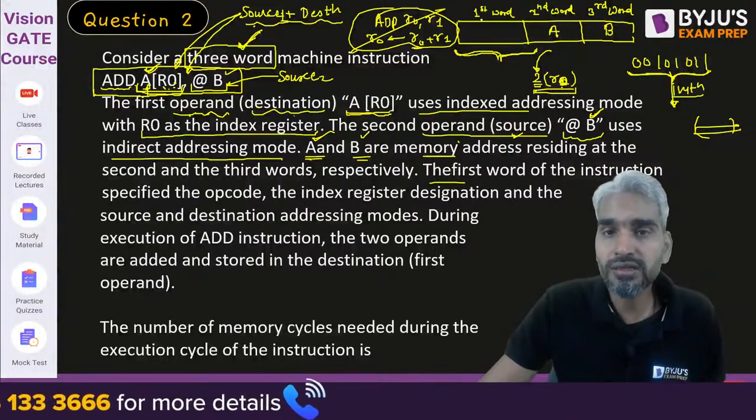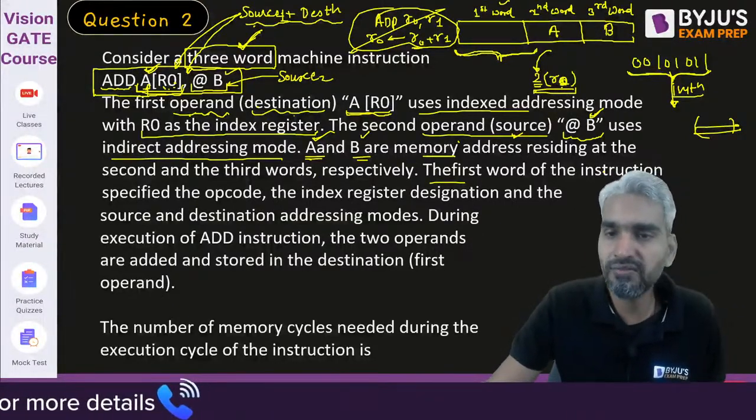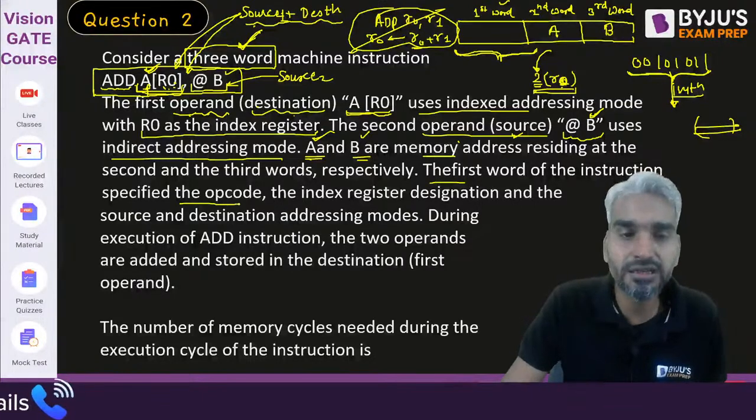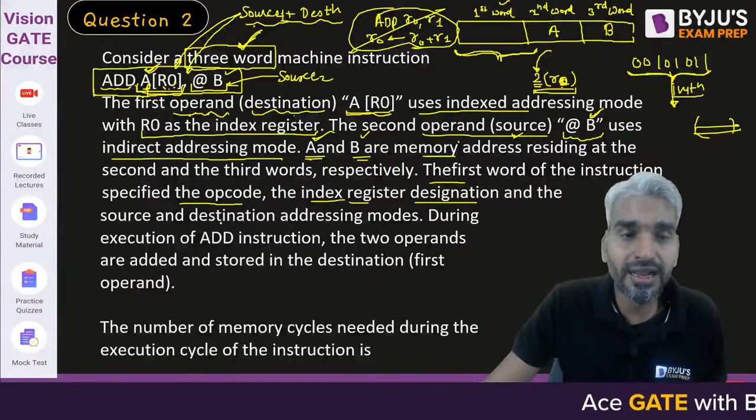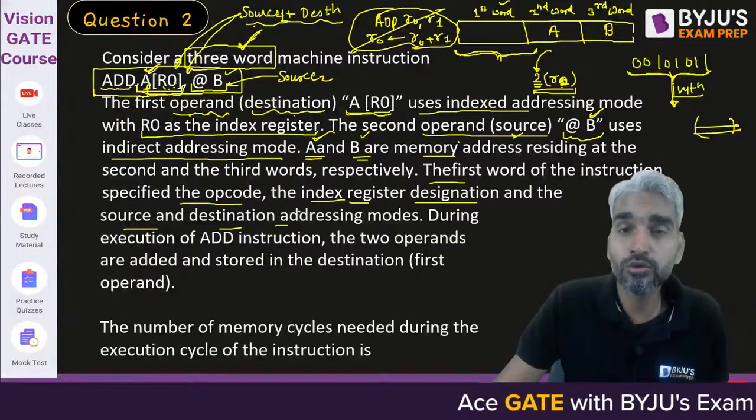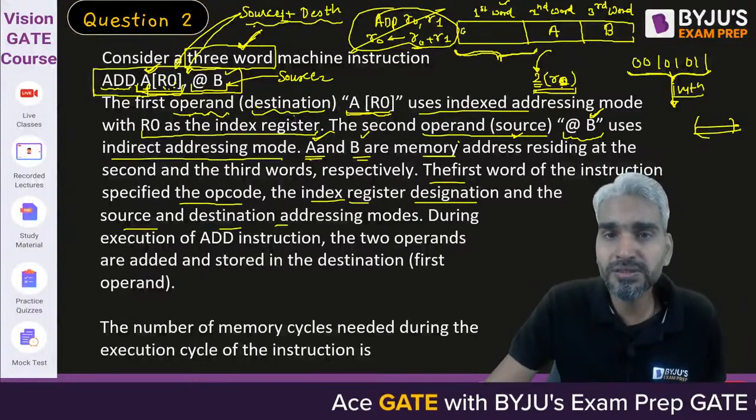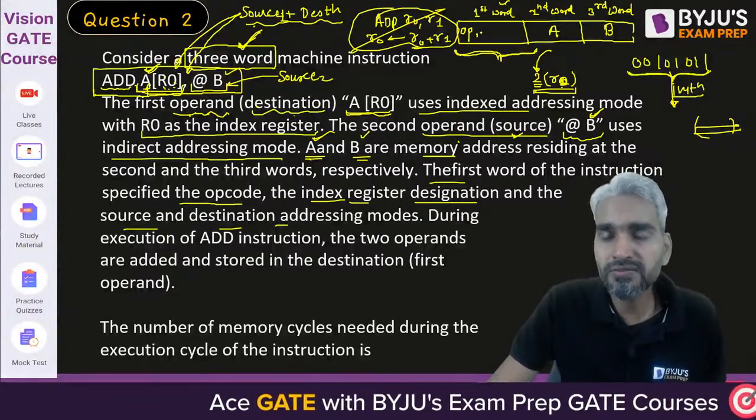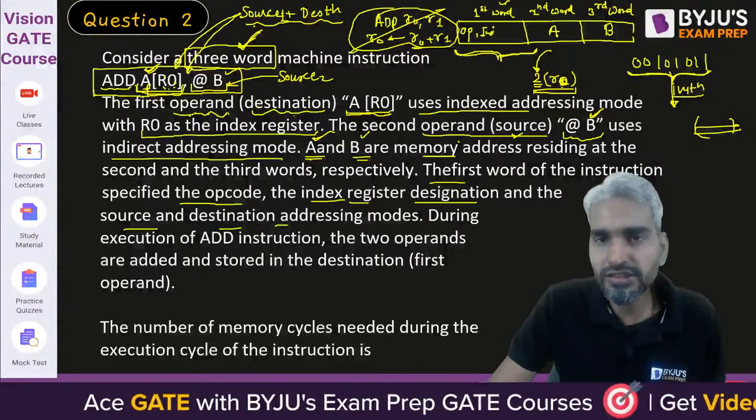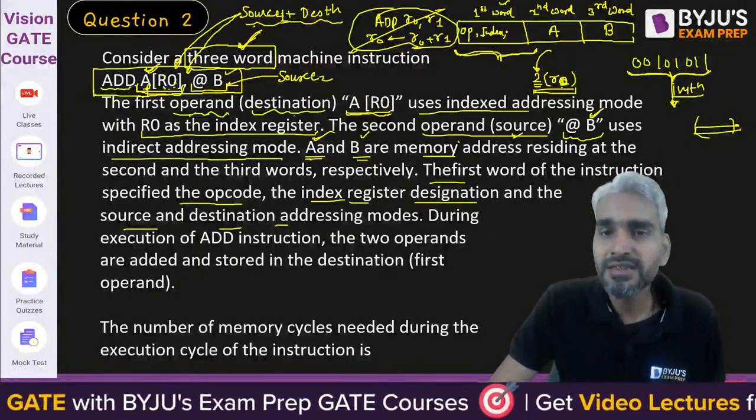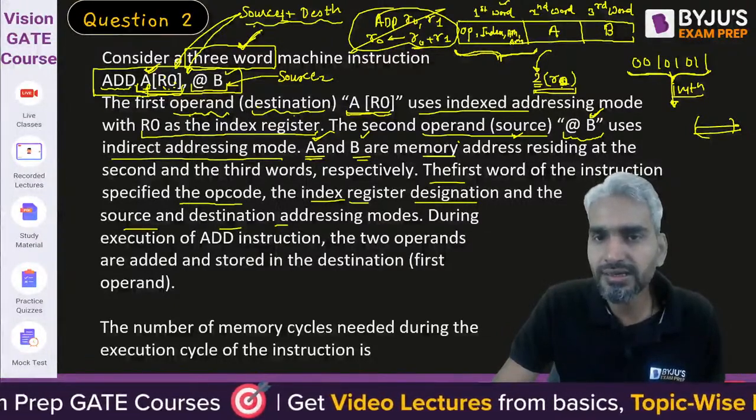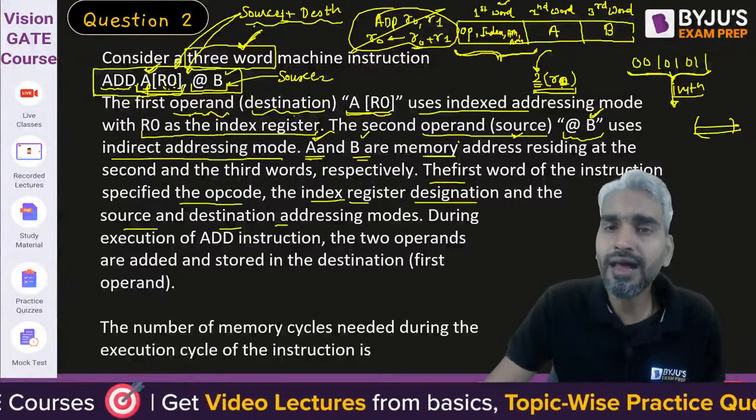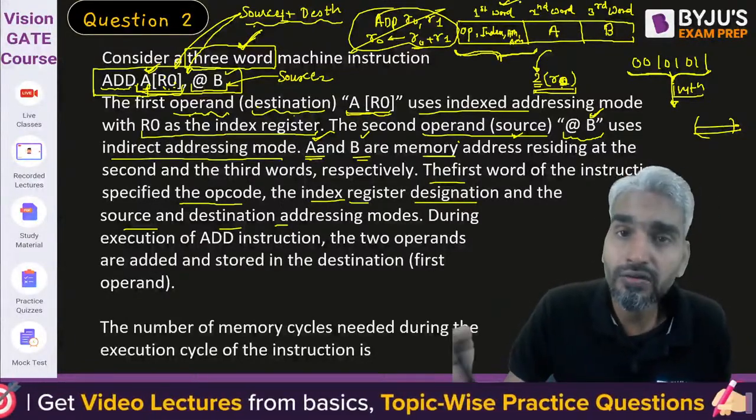The first word contains a lot of information. The first word of the instruction specifies the opcode, the index register, the register number, and the source and destination addressing modes. So this particular word will specify the opcode. This will specify the register which is being used for indexing, the addressing mode for the first address field, and the addressing mode for the second address field. So all of them are specified in the first word of the instruction itself.